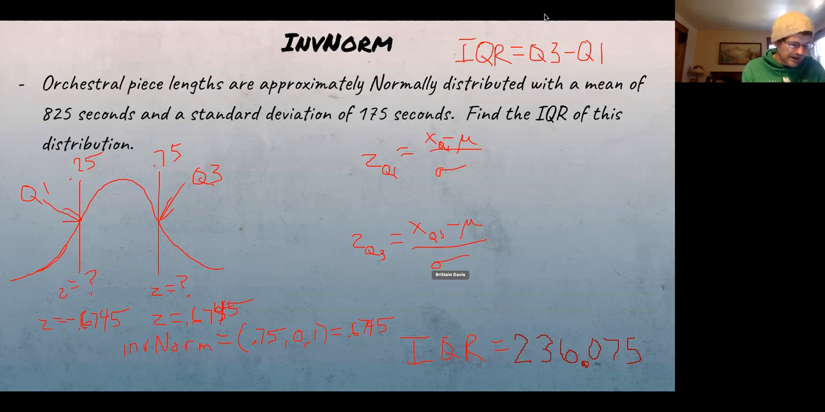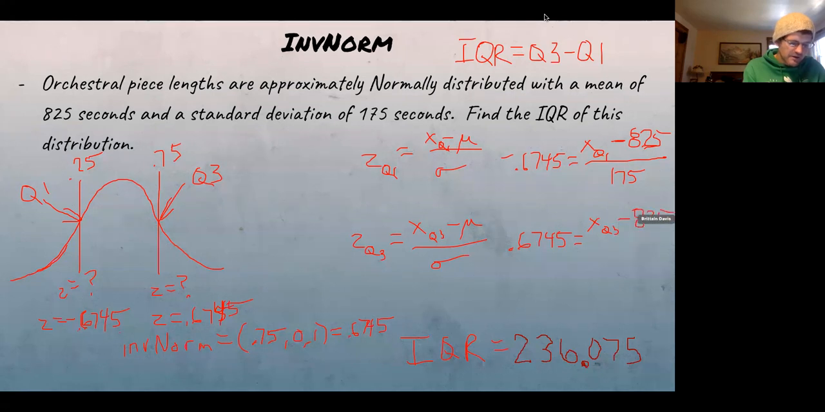Okay, so if I wrote this again, I now know the z-score for Q1 is negative 0.6745. The X value for Q1 is what I don't know, and that's what I'm solving for, minus the mean, which is 825, and divided by the standard deviation, which is 175. All right, now I'm going to do the same thing for Q3, the z-score is 0.6745. The x value is what I'm searching for, and 825 again for the mean, 175 for the standard deviation.